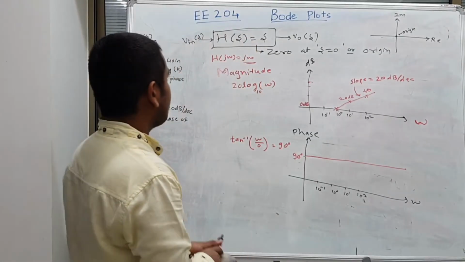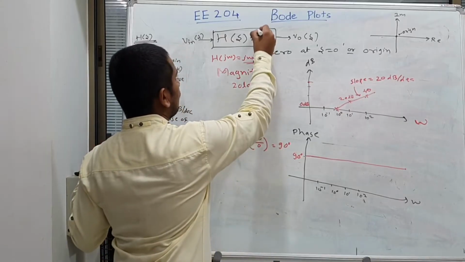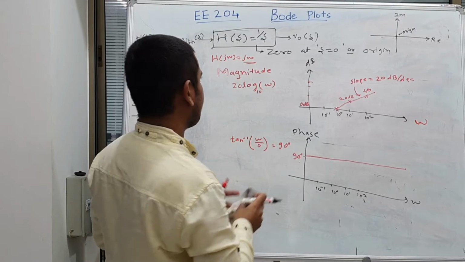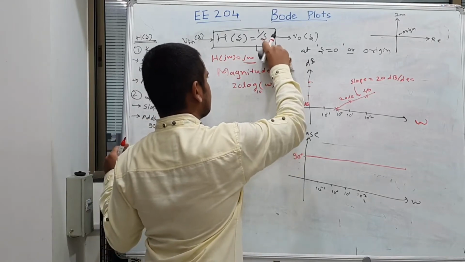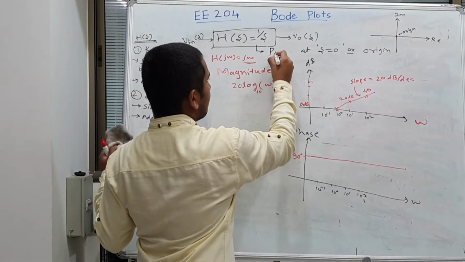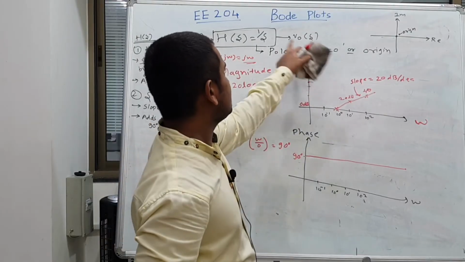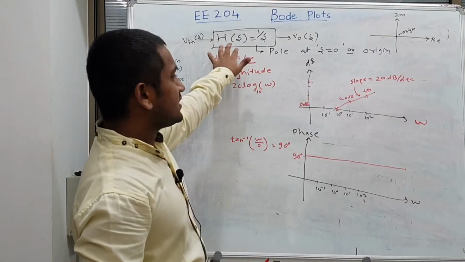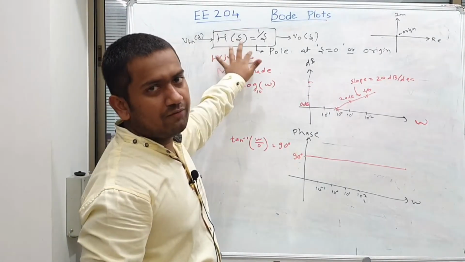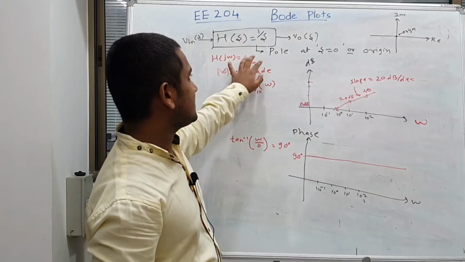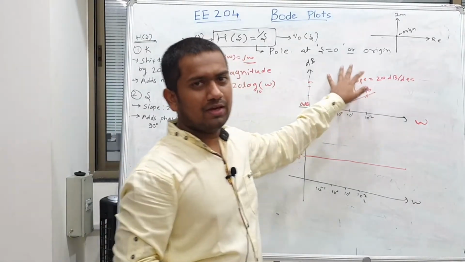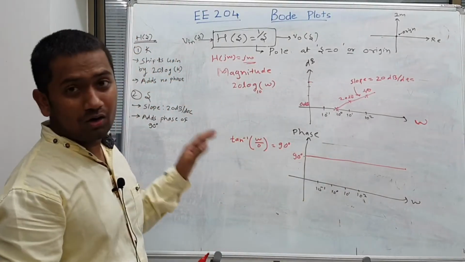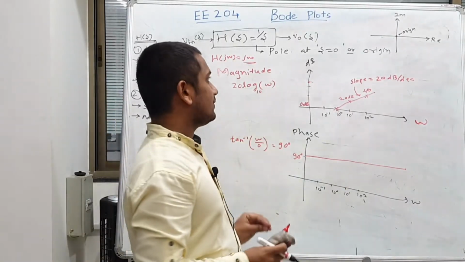Now let's look at when the system is 1 by s. It means that there is a pole at s equal to 0, or the origin. The system goes to infinity for s equal to 0. It means that the system has a pole at s equal to 0, or the system has a pole at the origin.